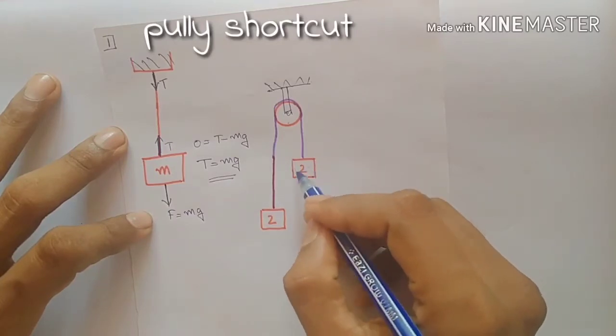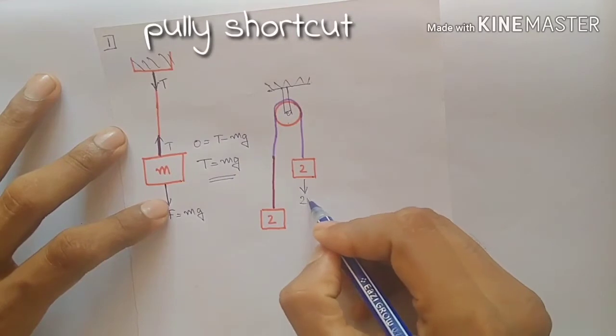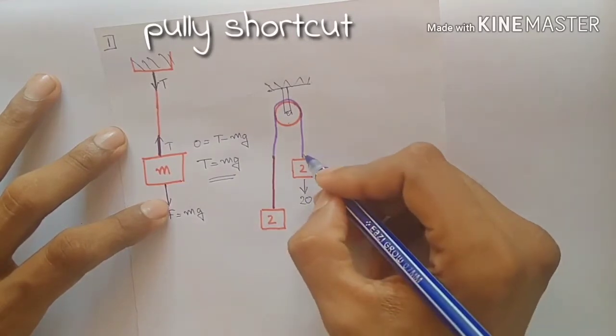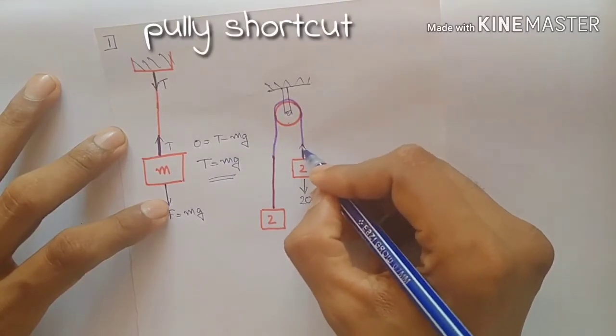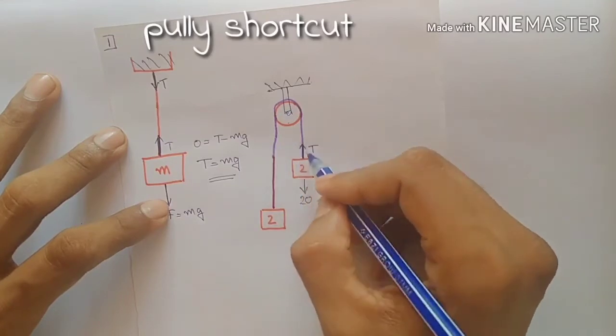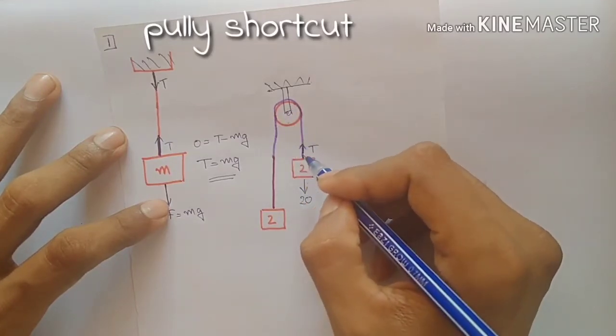Therefore, analyzing the force, this 2 kilogram mass will experience a force 2g. Let me write 20 Newton. We are taking g as 10, so 20 Newton. Then there will be a tension on the string in this direction. Let me write it as T. The peculiarity of a pulley is that a pulley will change the direction of force. It will not decrease or increase the force. It will simply change the direction of force.